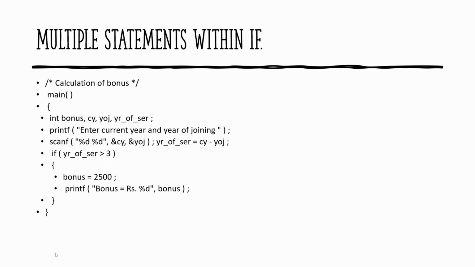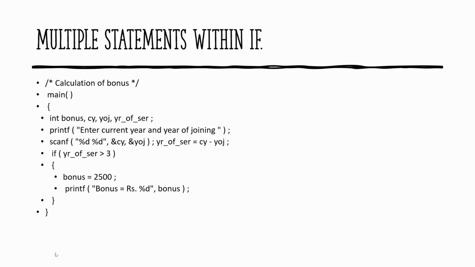Basically in this example, we are going to calculate the bonus. The control is going to enter through the main function. Before entering the main function, it is going to execute all the header files, and then when the control enters the main function, we have declared the variables here, and then printf and scanf statements for the IO functions for the user to give their input values.